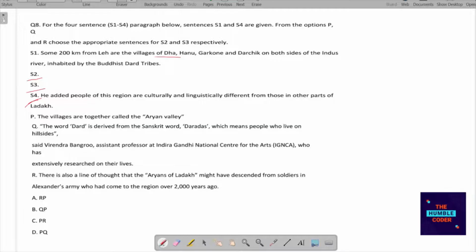And then let's try to fit in Q. The word Dard is derived from... so it can be seen that Dard is given here, so it can come at the place of S3, and S2 is fixed with P. That's why, as I said, the third one does not have much significance with respect to this. So finally the fourth one will be as it is. He added, people of this region are culturally and linguistically different from those in other parts of Ladakh. So the option that we have, option 4, will be the correct answer for this question. Let's move on to the next question now.